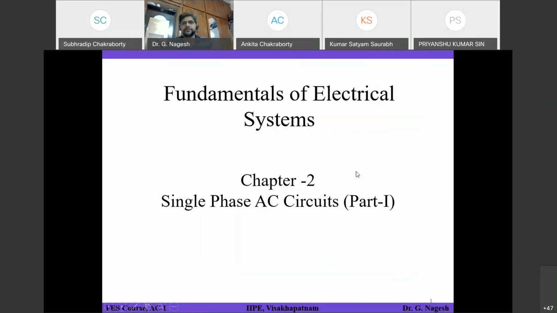Okay, fine. So till last class we have seen regarding DC circuits. In the last class we have seen different methodologies to analyze a DC circuit and different theorems. So from today we'll start chapter 2, which is basically single phase AC circuits.